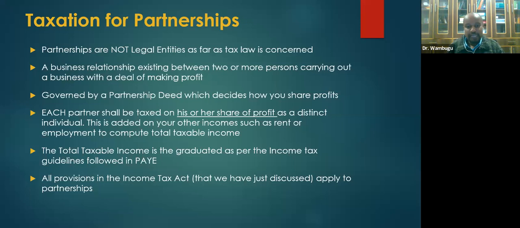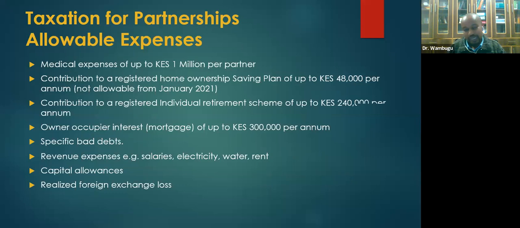And all the provisions on the income tax, so all the expenses that I explained, also apply to partnerships, but I will highlight a few that are a bit different. So when your accountant is doing your accounts as a partnership, the allowable expenses they can claim are medical expenses of up to 1 million for each of you, okay? But it is for the partner only, not for the partner's dependent or spouse. So it is for the partner only, your medical expenses. That is why it's important to have medical insurance.